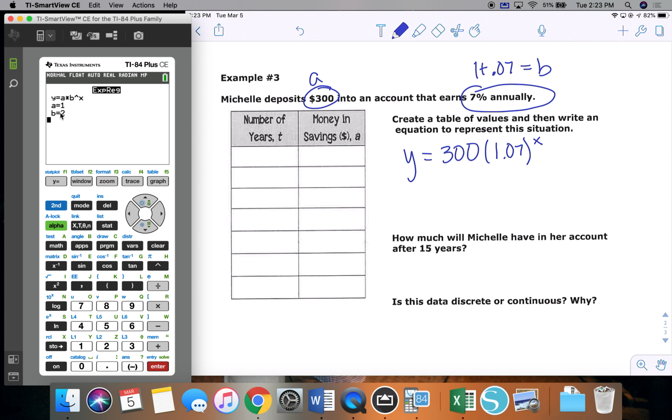Remember, your B value is either 1 plus if it's growing or 1 minus if it's decaying, and it's earning money. Earning money adds to what you have. Also remember to go from 7% to a decimal.